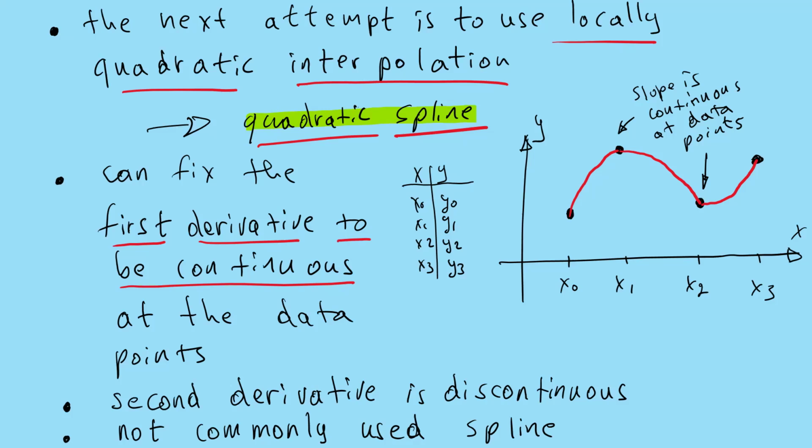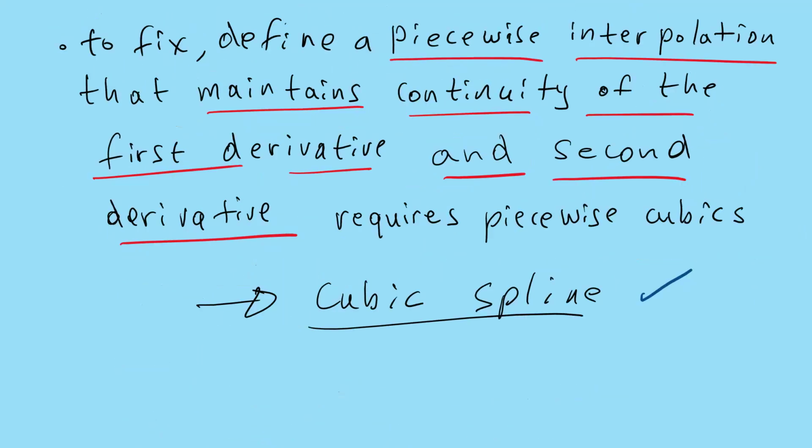And we can improve it by using cubic splines. To ensure that both the first and the second derivative are continuous across the data points, we define a piecewise interpolation by using cubic polynomials instead of linear or quadratic ones. Cubic splines maintain continuity of the function as well as the first and the second derivatives across the data points.